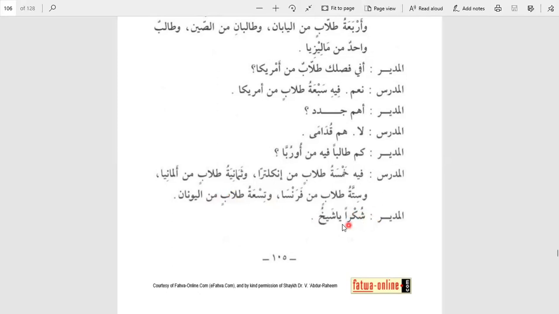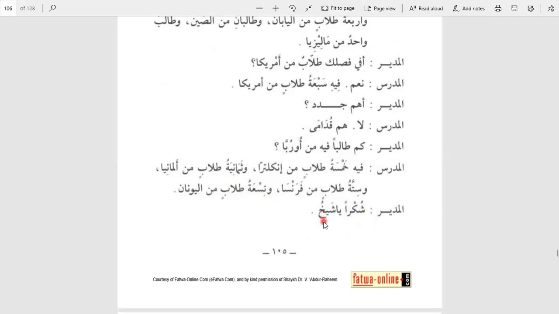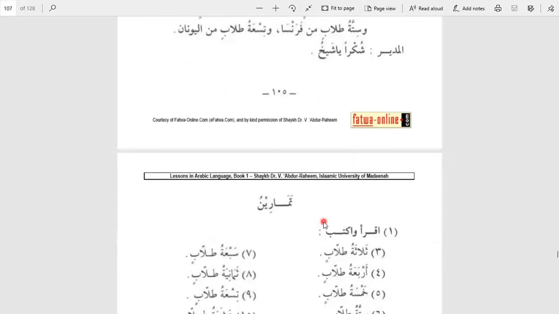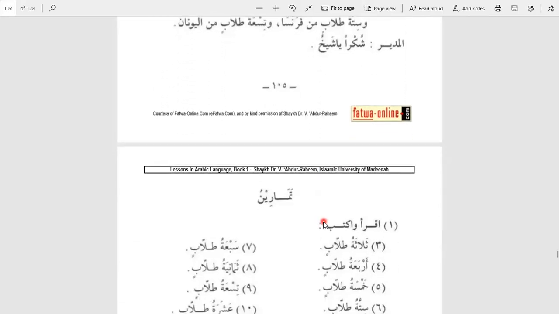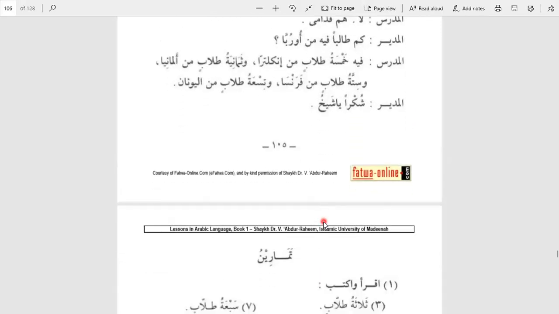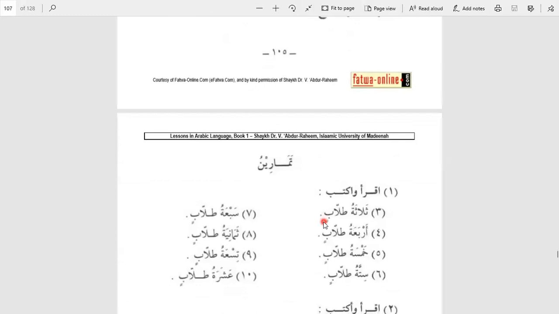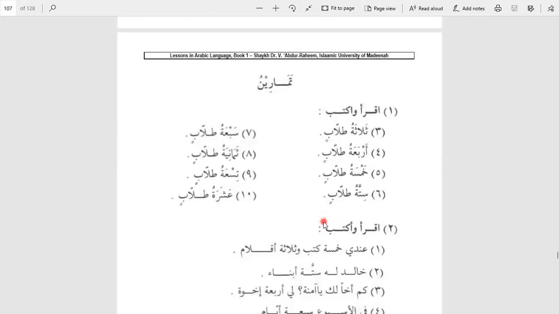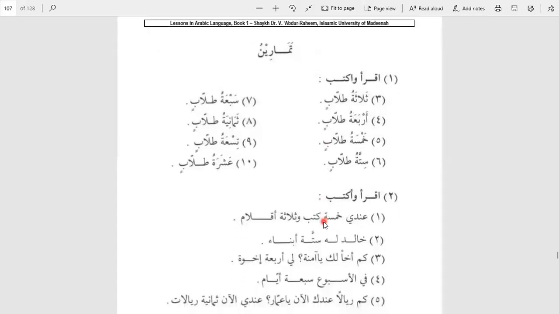Then shukran ya Sheikh. So thank you, oh Sheikh. This is the conversation between the teacher and the principal. So we've been picking up some lessons from there. Let's go and check some of the lessons in detail, the lessons from the exercises.